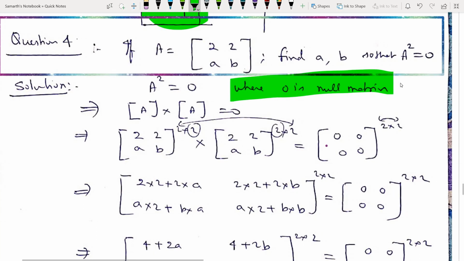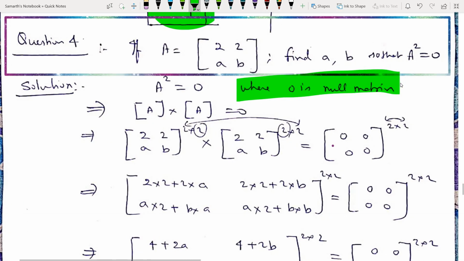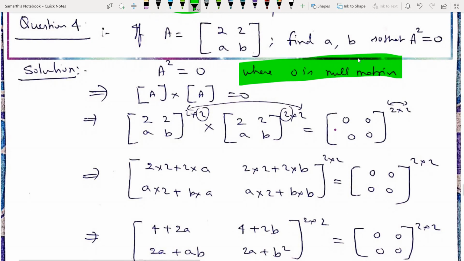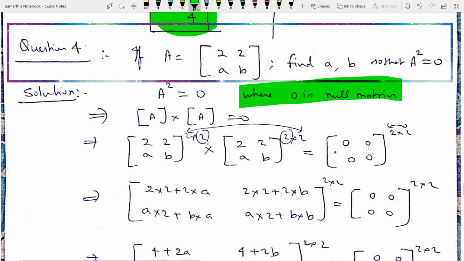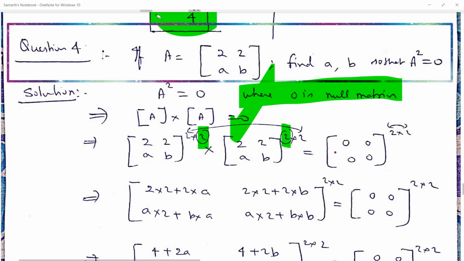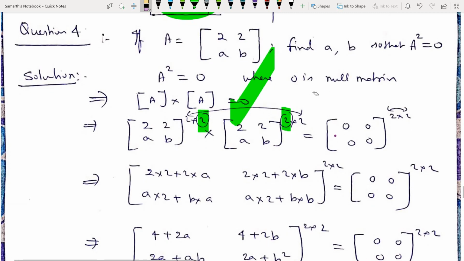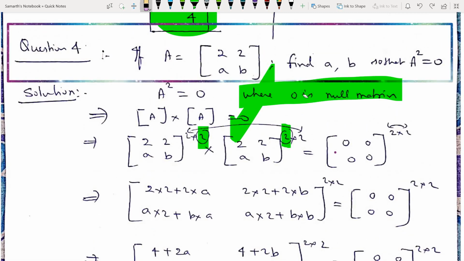Because A square is equal to 0, it was already given, I have written A square in the form of the product of matrices A and A. Then I have proceeded in a similar manner. I have written matrix A 2 times on the left hand side, and then I have written their orders. I have observed that the number of columns of the first matrix is 2 and the number of rows of the second matrix is also 2. That means the product is possible.